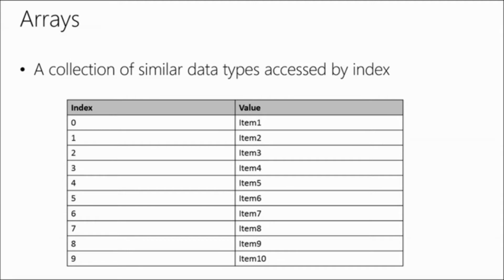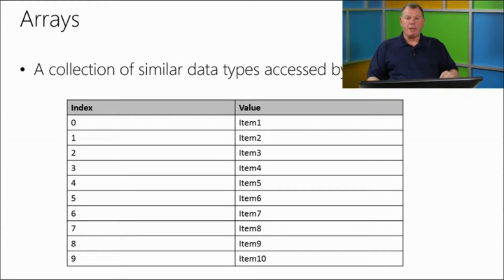Now, the best way of describing an array is that it's a random access data structure. So we can access the values in this array at any time, in any order, simply by using the index value. As we look on the slide, we see that in the left-hand column, we have the index values. And in the right-hand column, we have some string values representing what we might store in this array. For simplicity, they're just called item 1, item 2, item 3, and so on.